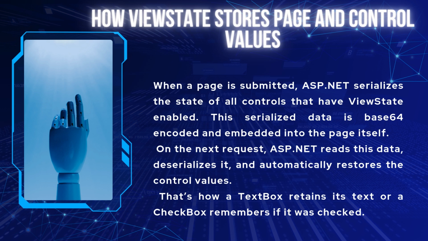Next, how ViewState stores page and control values. When a page is submitted, ASP.NET serializes the state of all controls that have ViewState enabled. This serialized data is base64 encoded and embedded into the page itself. On the next request, ASP.NET reads this data, deserializes it, and automatically restores the control values. That's how a text box retains its text, or a checkbox remembers if it was checked.